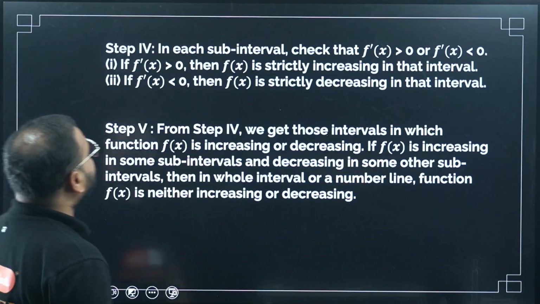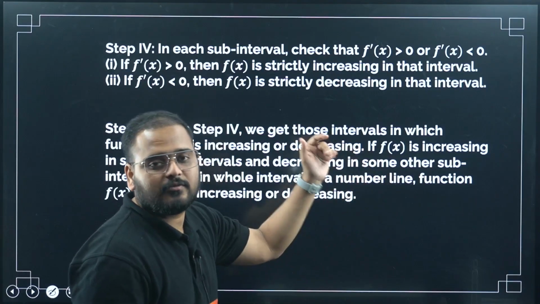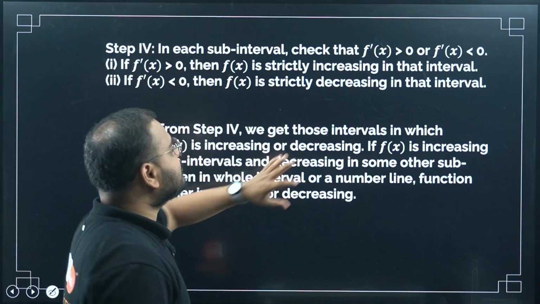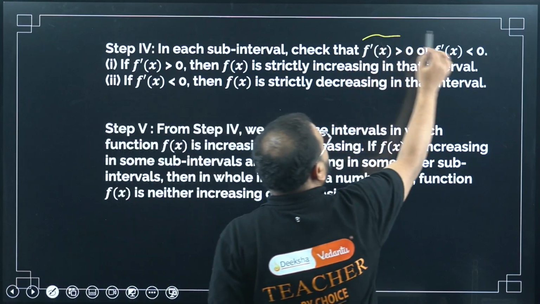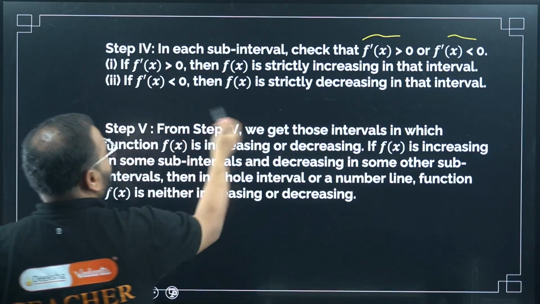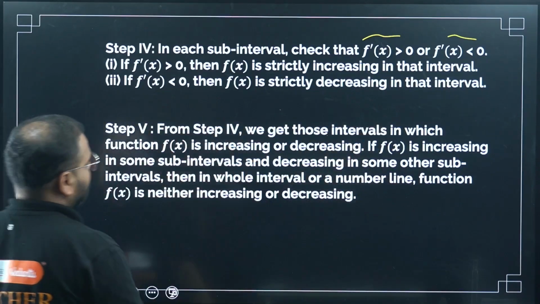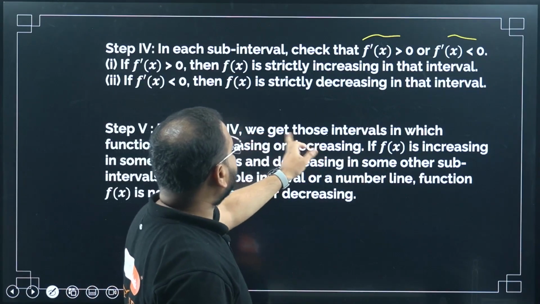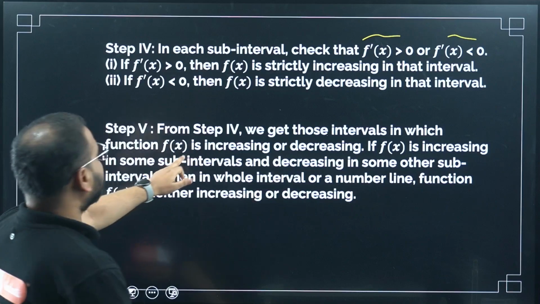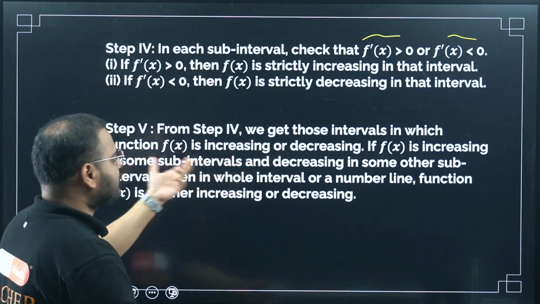Step 4, in each sub-interval, check. How will I check? Put a value of x from that interval, before the critical point or after it, and check whether it is following this trend or that trend. This trend means increasing, the other trend means decreasing. So you know strictly increasing and decreasing in that particular interval. Step 5, from step 4 we can get those intervals. Of course, the conclusion is there: those intervals in which the function f(x) is increasing or decreasing. I can find out where it is increasing or decreasing, like we took in the example.